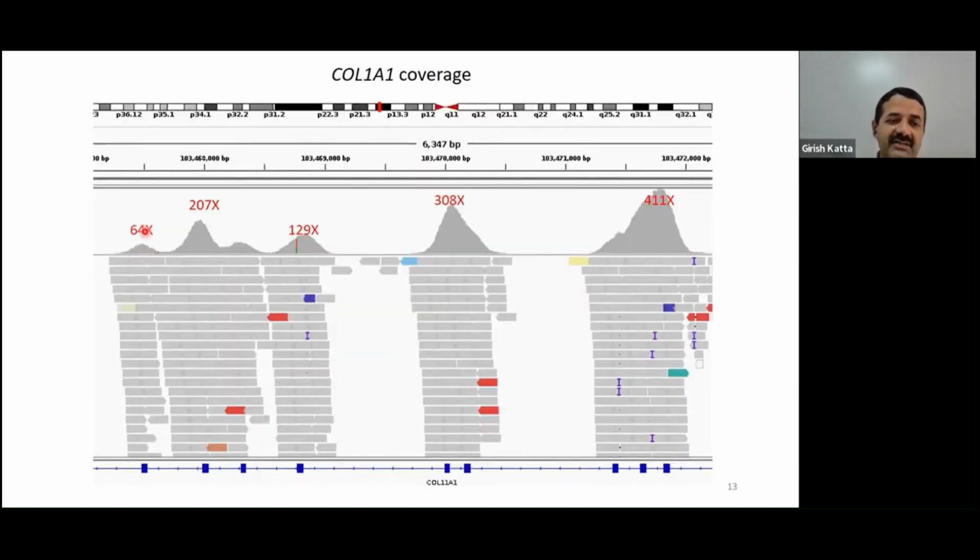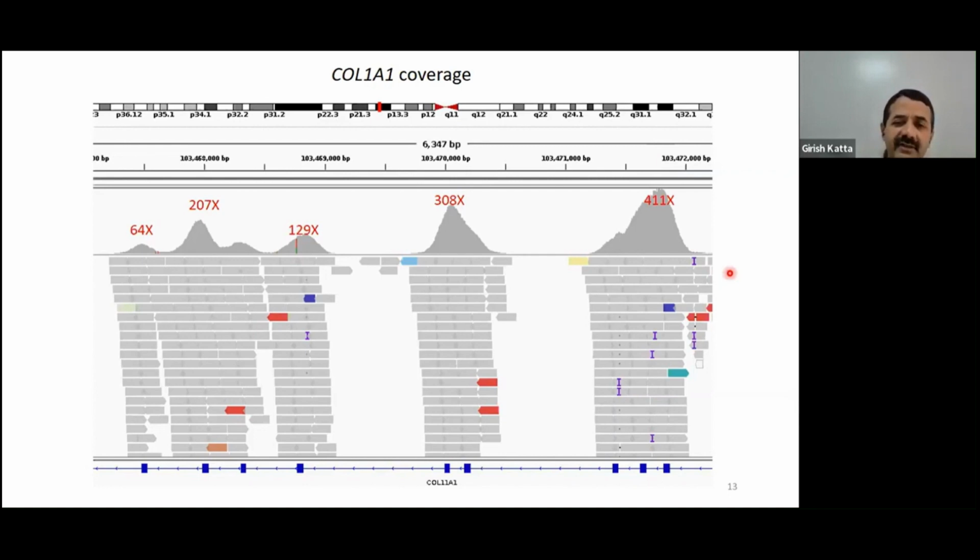For example, here it is 64 reads representing the particular exon. You can see these blue boxes are exons. Then you have 207 times, 129 times, 380x. That means 308 reads are there for these two exons, which are covered in one read. You can see two exons which are very close can be covered in one read. Three exons can be covered in one read. 411x. This is the meaning of depth of coverage, or 50x, 100x.